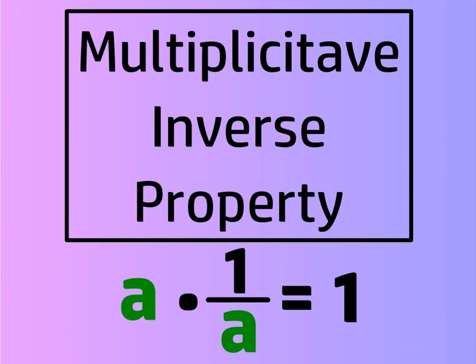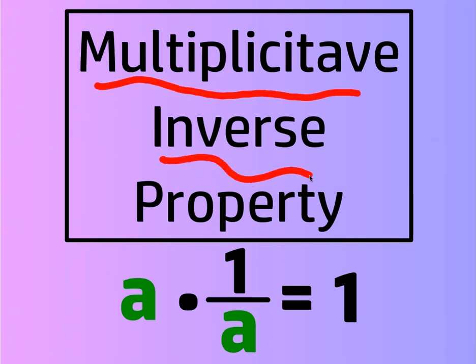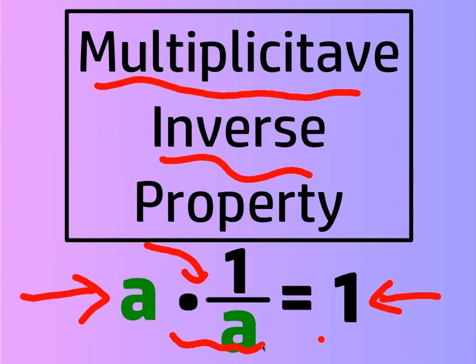So what we're getting at is called the multiplicative inverse. Now what it means is if I start with a number, what must I multiply in order to reach 1? And the answer is 1 divided by that number. So a times 1 over a gives you 1.